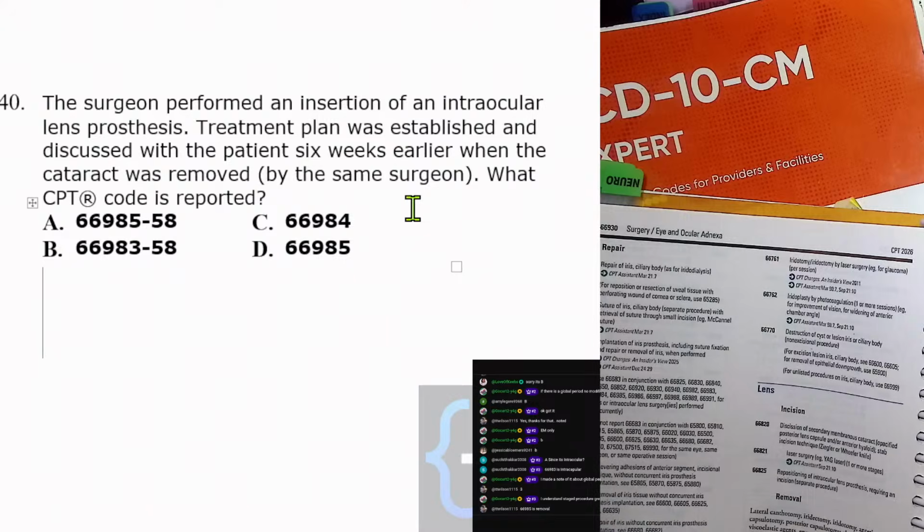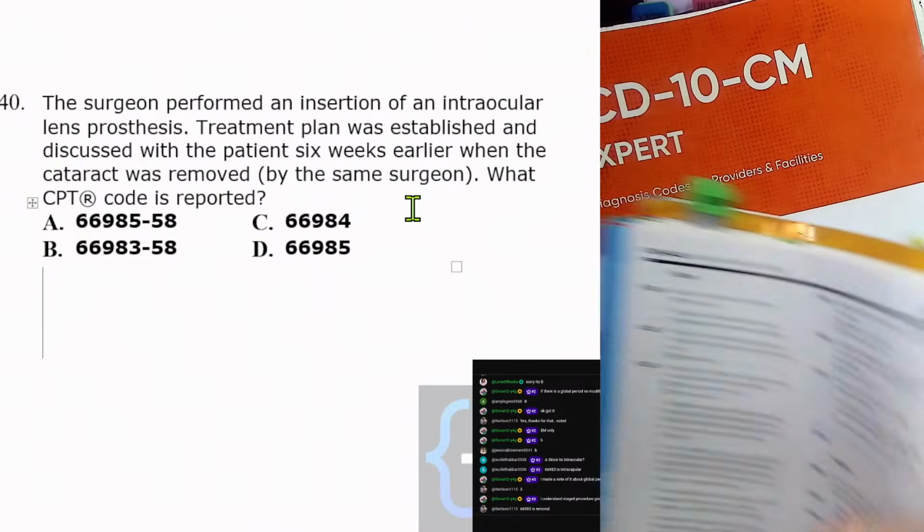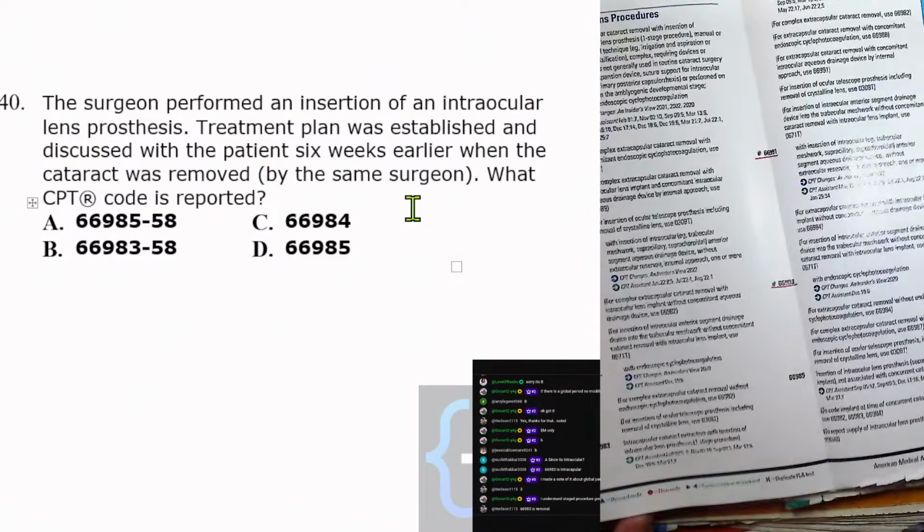$669, 85 versus an 83. They're right across from each other.